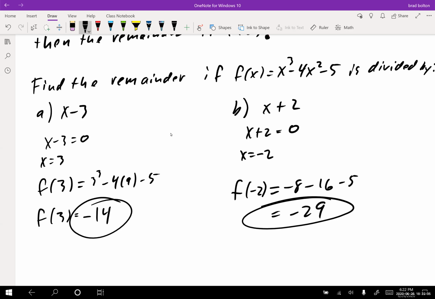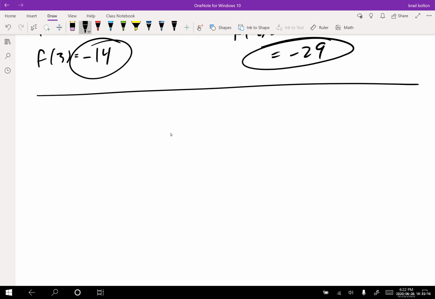Okay? Now these two problems make us start thinking about something. What does the remainder signify, if anything? Well, that's the very next theorem. It's called the factor theorem. A lot of times the remainder theorem and the factor theorem work hand in hand together. So we have the factor theorem.